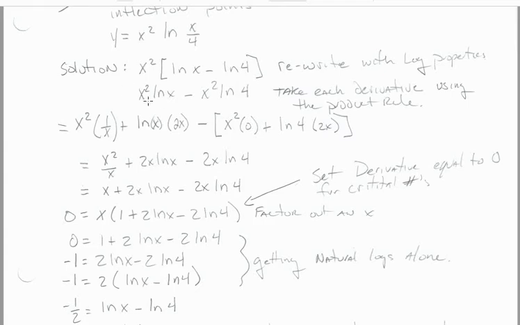So I'm going to call a left-hand term and a right-hand term. The left-hand term is going to be the x squared natural log of x, and the right-hand term is going to be minus x squared natural log of 4. So when I say left and right-hand term, that's really what I'm going to be referencing in this problem.